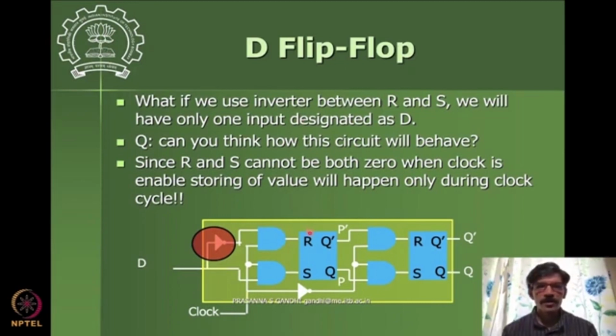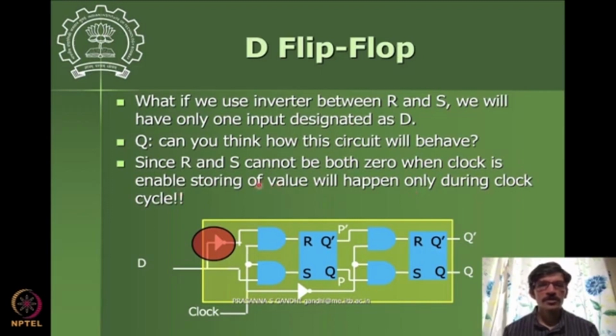Now we add one more modification. You might have already seen this, called a D flip-flop, where you put an inverter into the RS flip-flop. So this inverter is put, if you see, on the gates here. These are AND gates. So this will make sure that R and S cannot be both 0 when the clock is enabled, and this storing of value will happen only during this clock cycle.